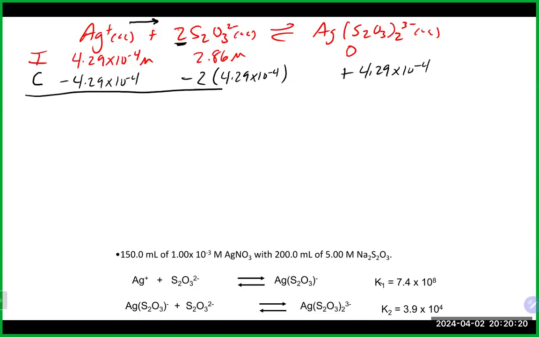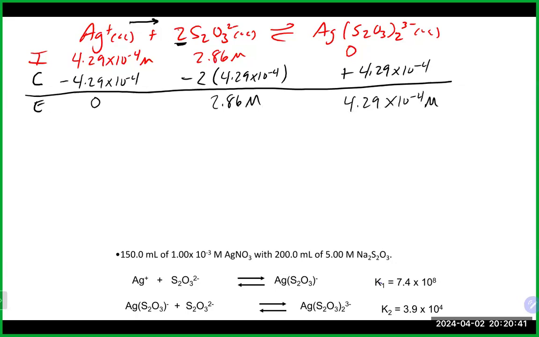That means at equilibrium here, we have nothing of this guy. We got 2.86 minus 2 times 4.29 to the minus 4. That's going to get us, surprisingly enough, a 2.86. And that's going to give us 4.29 times 10 to the minus 4. Any questions on that ice table?